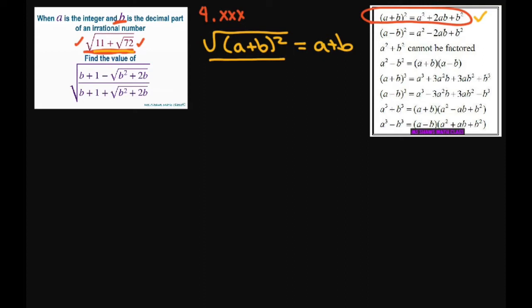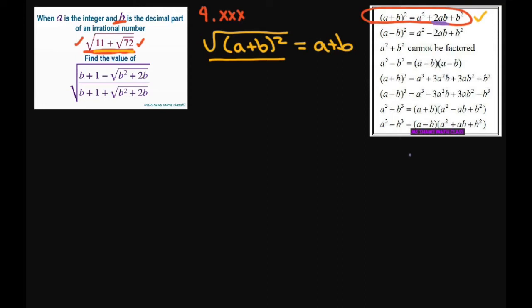So let's rewrite this and use this form here. Our goal is to get rid of the double radicals. If I use this form, what I'm looking at is the fact that the square root of (A plus B) squared equals A plus B. So this is my goal, to get this to look like that. So I need a 2AB.